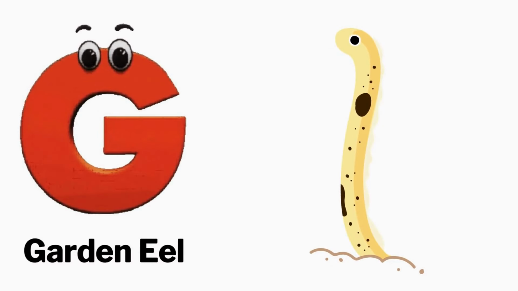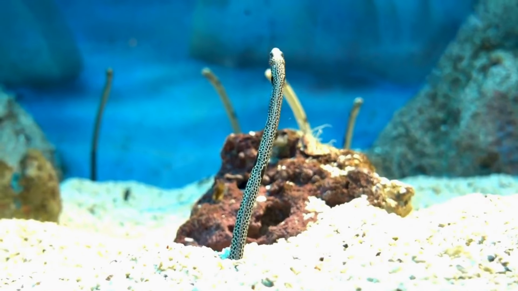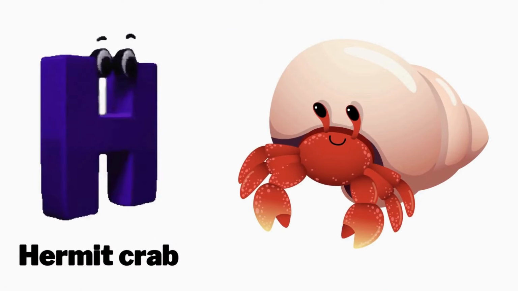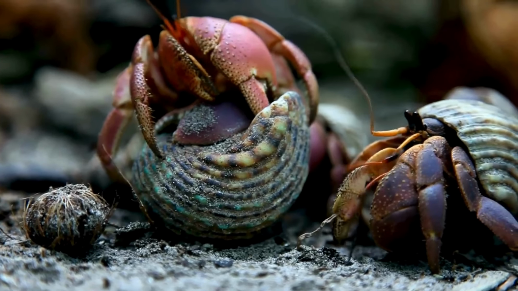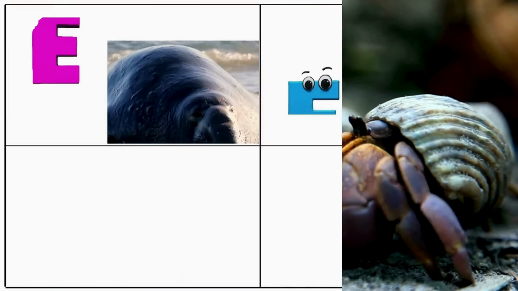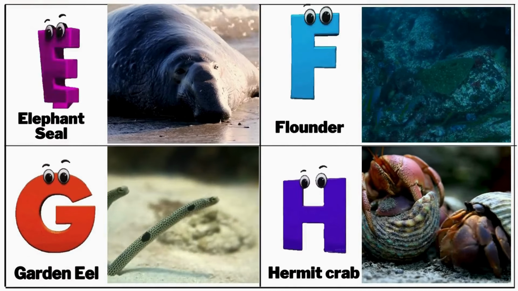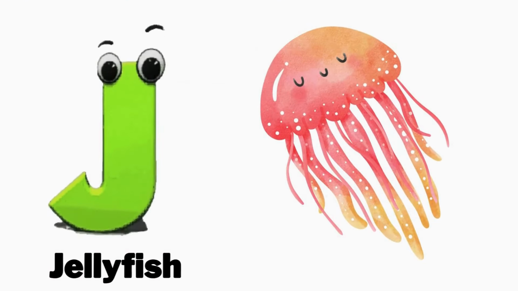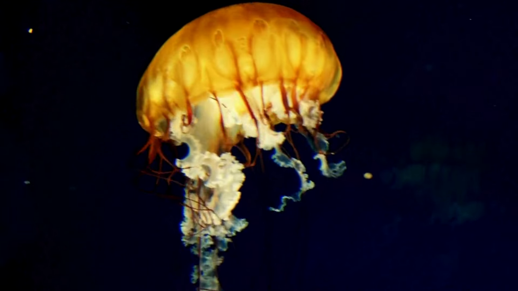G is for garden eel. Garden eel. H is for hermit crab. Hermit crab. I is for Indian glass fish. Indian glass fish. J is for jellyfish. Jellyfish.